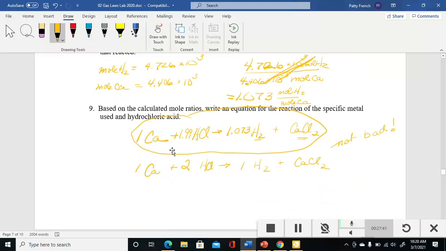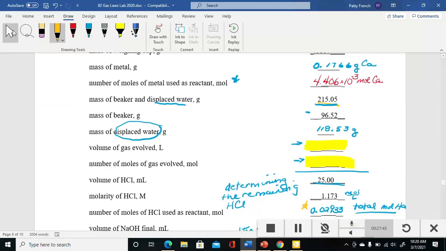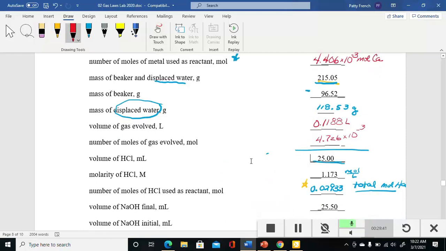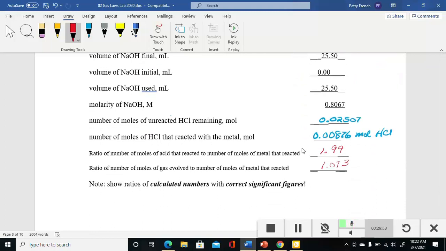So let's finish filling out our sheet with all the stuff that we have just gotten. So now we've filled in all of the numbers that we calculated in the last few minutes. All these that I put in red. And the only thing we have left to do is our post-lab quiz.